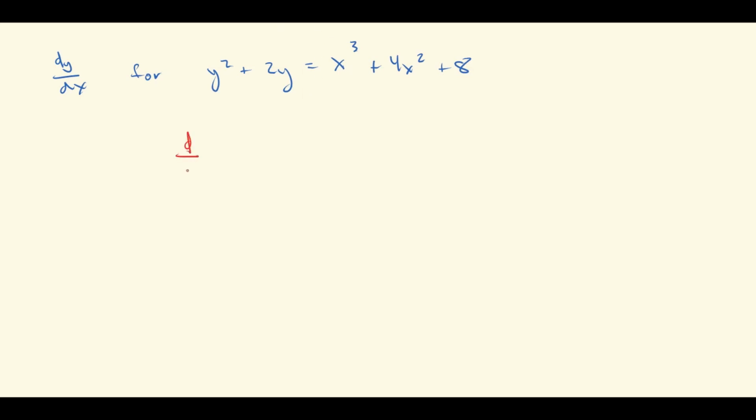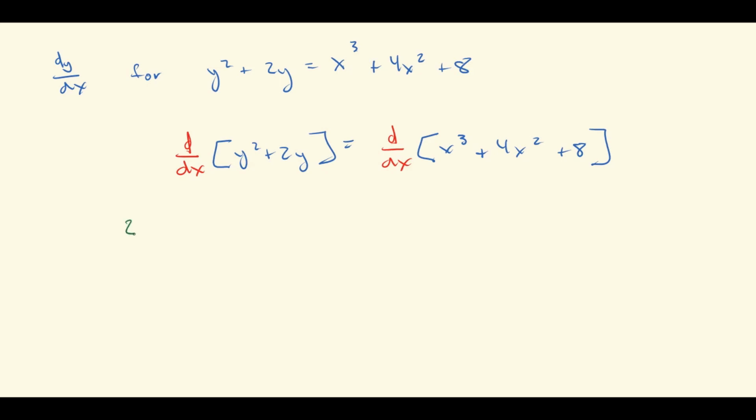So we'll take the derivative with respect to x of y squared plus 2y, and that'll be equal to the derivative with respect to x of x to the third plus 4x squared plus 8. And then we know that the derivative of a polynomial is going to be the derivative of each individual term. So on this side we have the derivative with respect to x of y squared.